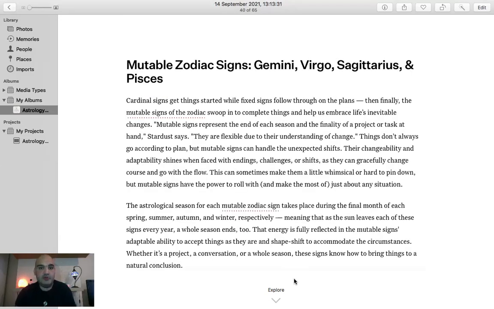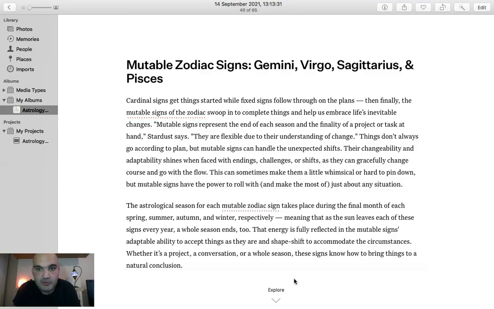And finally, the mutable signs of the zodiac: Gemini, Virgo, Sagittarius, and Pisces. Cardinal signs get things started, while fixed signs follow through on the plans. Then finally, mutable signs of the zodiac swoop in to complete things and help us embrace life's inevitable changes. Mutable signs represent the end of each season and the finality of a project or task at hand.